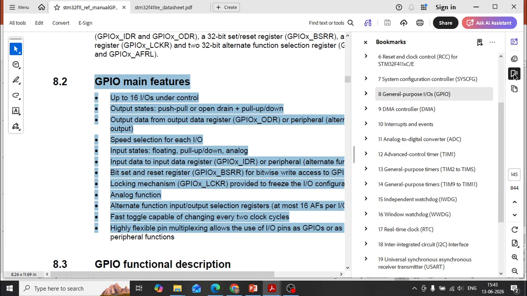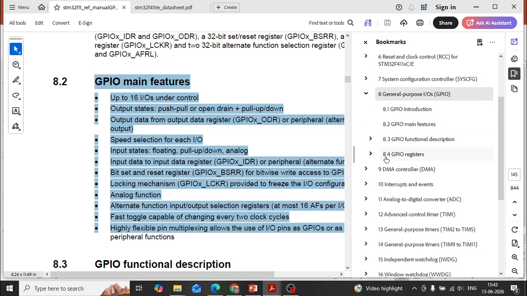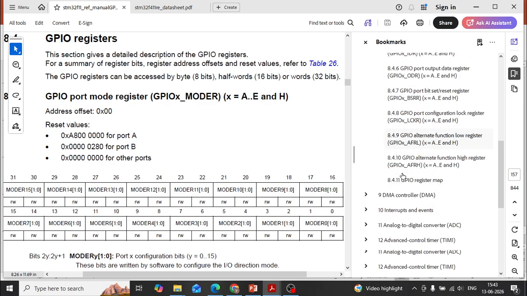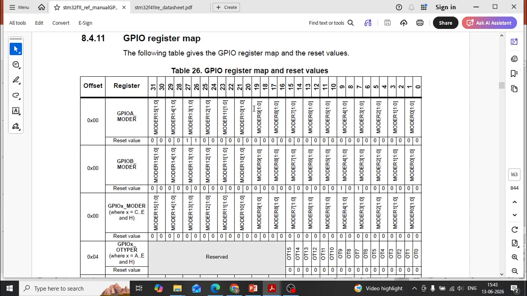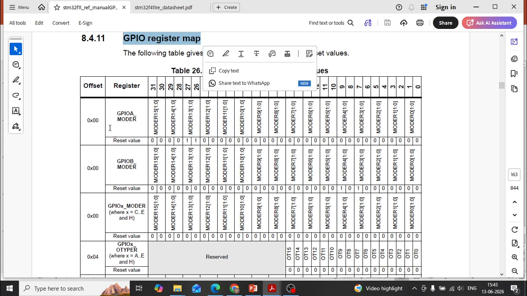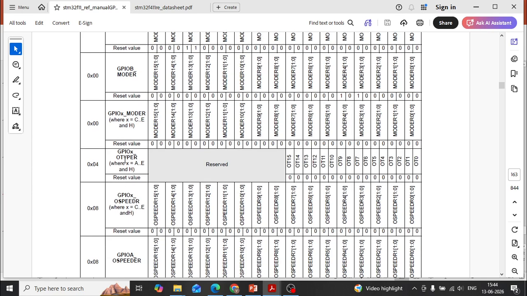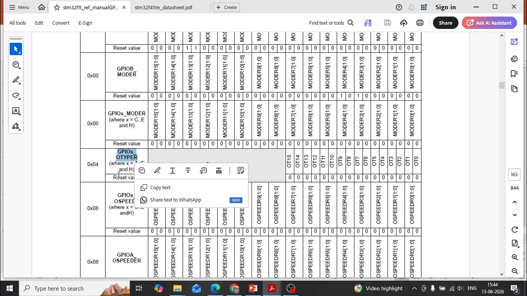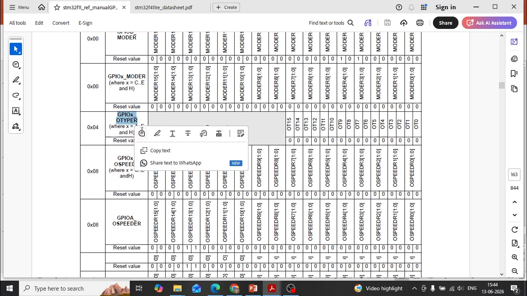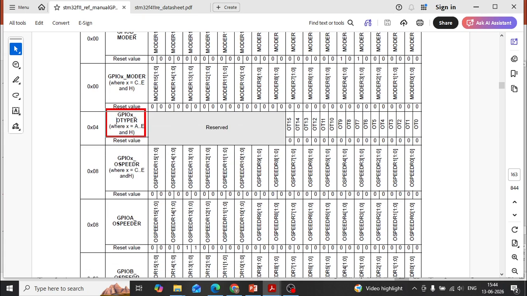Now again, I'll just take you to the same GPIO, and here you can see every peripheral will have the list of registers which we're going to use. You can see here, this is the register map for your GPIO, the list of registers which GPIO will support. So in this microcontroller's GPIO, we have the GPIO mode register. Then we have the output type register. You can see here the first register is the GPIO mode register. Similar to that, we have GPIO output type. OTYPER means output type register.